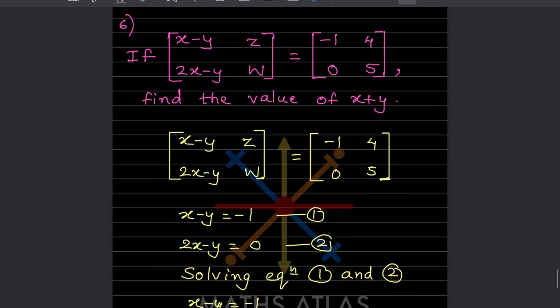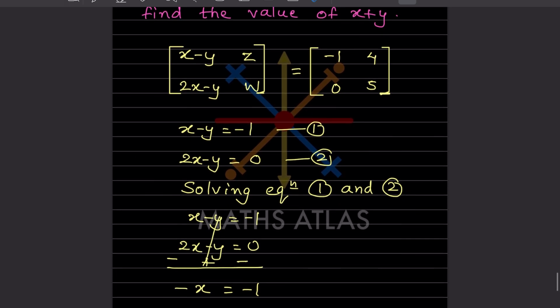The next one, now we have to find the value of x plus y. So this I wrote here both. Then what will you do here? This z and w we don't have to do anything, because we just wanted the value of x plus y. So I just put here x minus y is 1, and this is 0. I just made 2 equations. So now we are going to solve these 2 equations. After solving these 2 equations, what do you get?